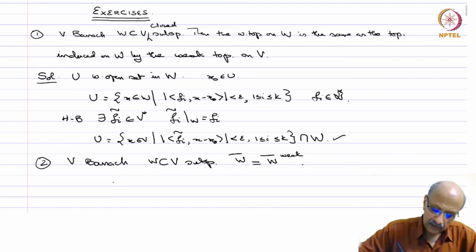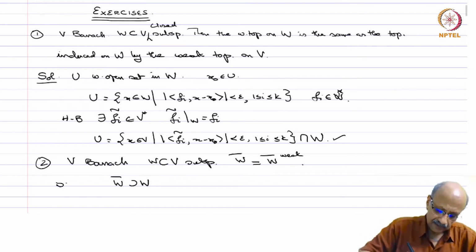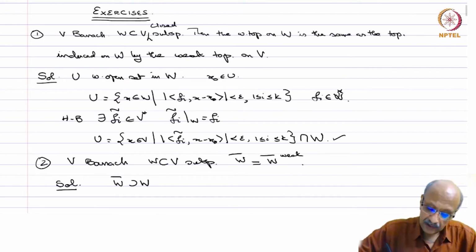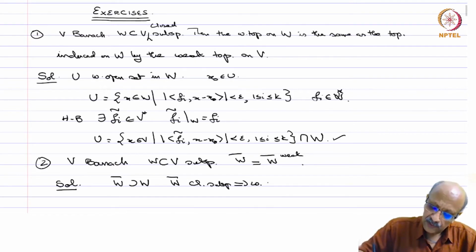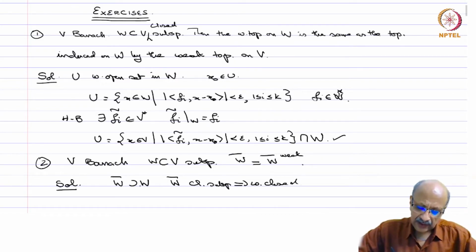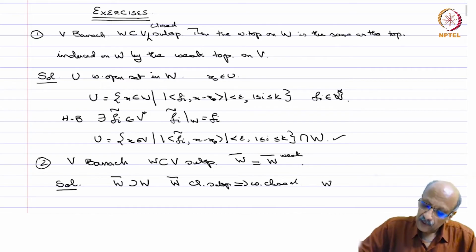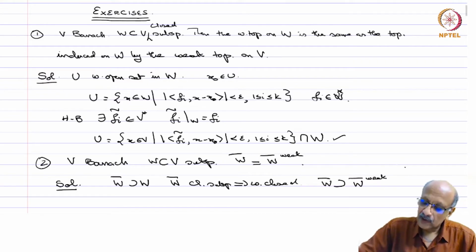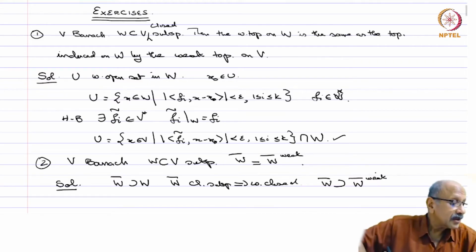Okay, so solution: W closure contains W, and W closure is a closed subspace, and therefore it is weakly closed. So it's a weakly closed set containing W, therefore W closure will also contain W closure weak, because that's the smallest closed subset containing it.